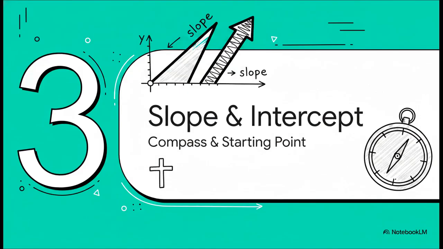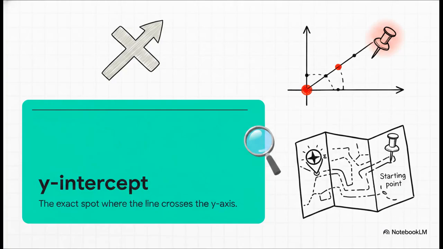Section 3, Mastering Slope and Intercept, your compass and starting point. Now, creating a table is fantastic, it really is, but there's actually an even faster way to map our path, using what's called the slope-intercept form. This gives us 2 absolutely vital tools for our journey. The very first tool is the y-intercept.